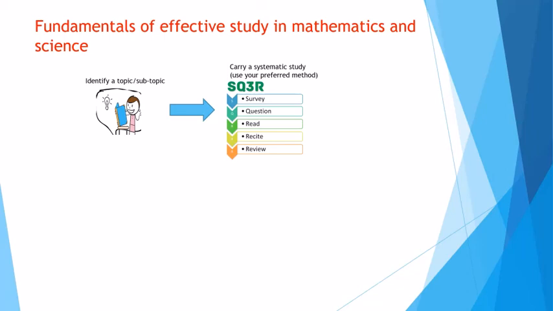Where you do a survey. In survey, you try to get to know how much you know about the topic. Then you question. In your survey, you will understand there are areas which you don't understand. You question yourself. What is this? What is this? Then after you get those questions, you highlight those questions. Then you go read about those questions.